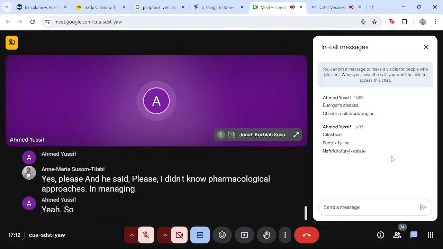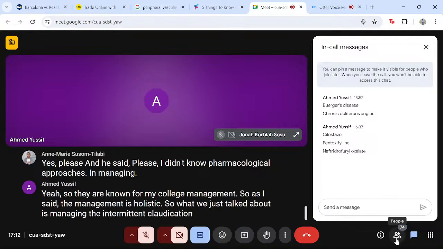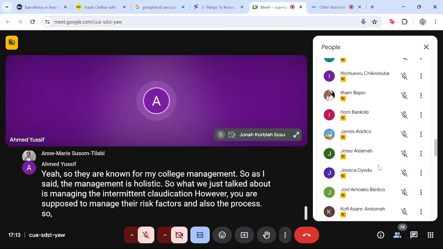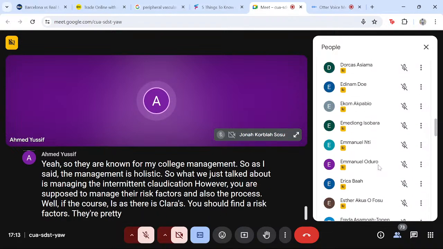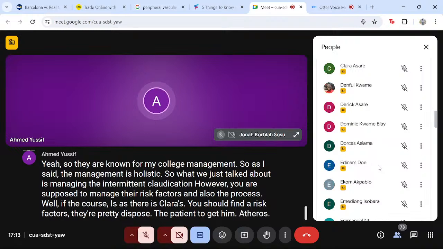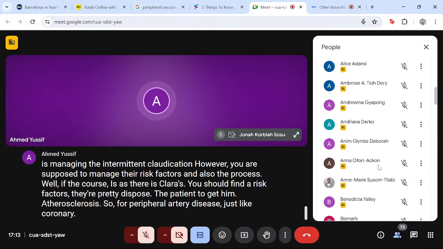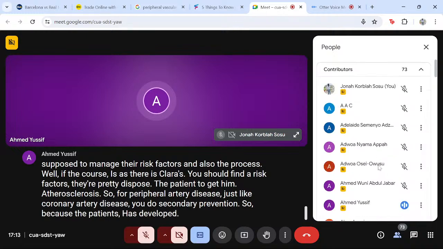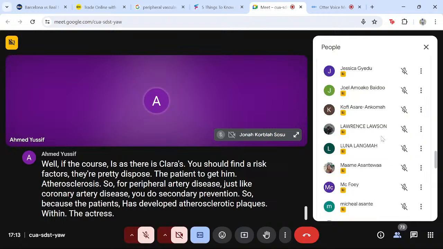Yeah, so there is non-pharmacological management. As I said, the management is holistic. What we just talked about is managing the intermittent claudication. However, you are supposed to manage the risk factors and also the causes. So if the cause is atherosclerosis, you should find the risk factors that predispose the patient to atherosclerosis. For peripheral artery disease, just like coronary artery disease, you do secondary prevention. Because the patient has developed atherosclerotic plaques within the arteries, they can develop future events too.